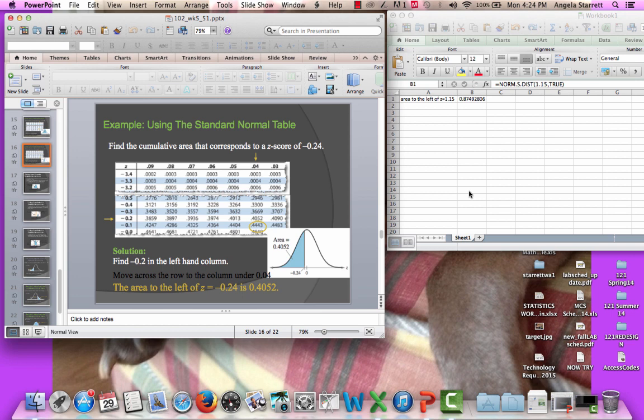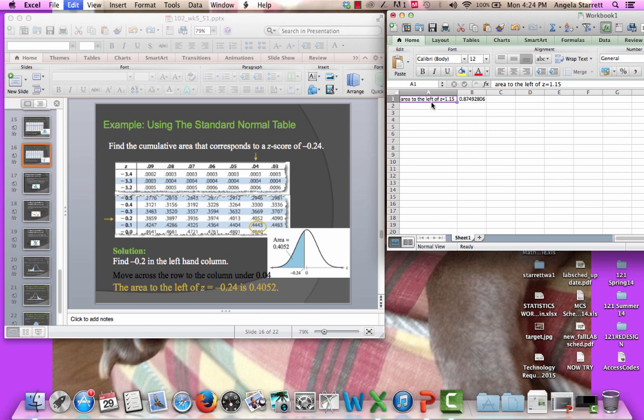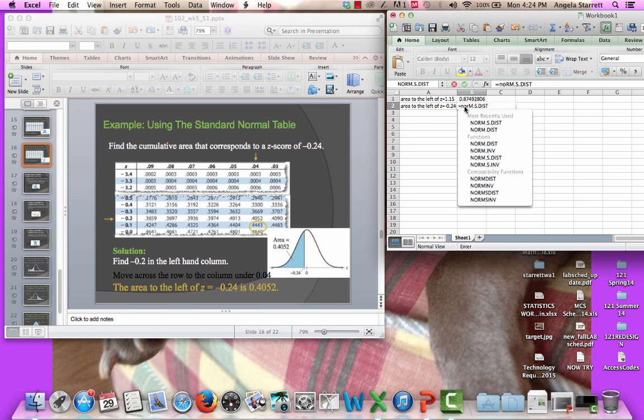All right, let's try another one. Let's consider negative 0.24. I come in here and say equals norm.s.dist. We want negative 0.24. I always have to say true. And you can see, just as I'm showing you down here with the old-timey table and the graph, we get our area or our probability as 0.40.